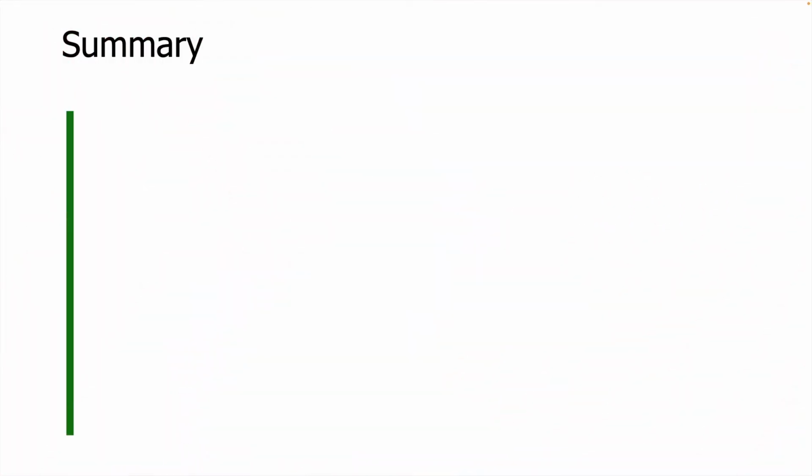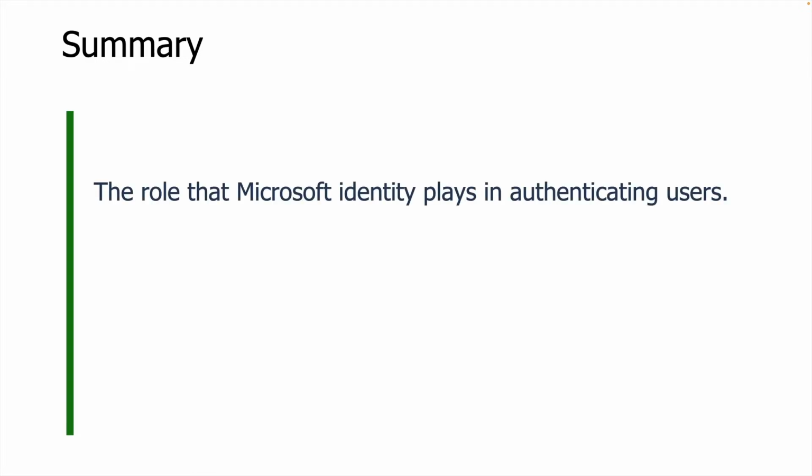Throughout this course, you've seen that Microsoft Graph provides a secured, unified API that can be used to access not only user profile photos, but other information, data, and intelligence in Microsoft 365. In this module, you learned about the role that Microsoft Identity plays in authenticating users, and you saw that access tokens are used even if you just want to get a user's profile image.